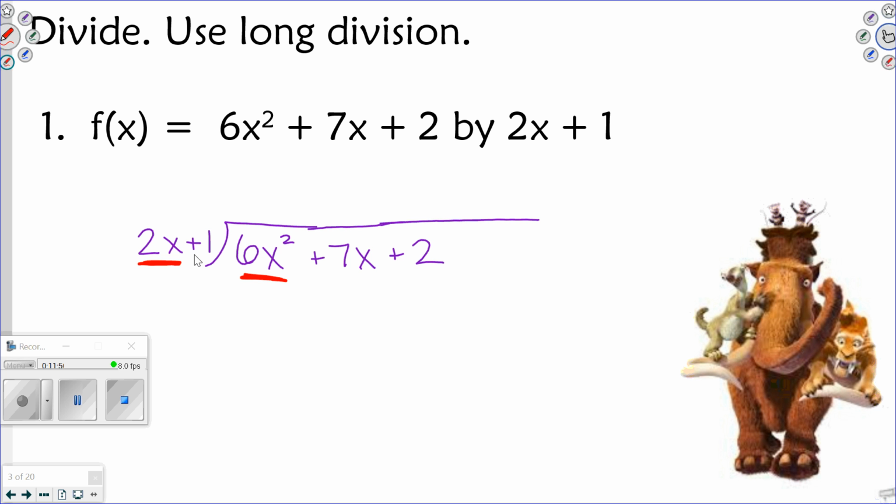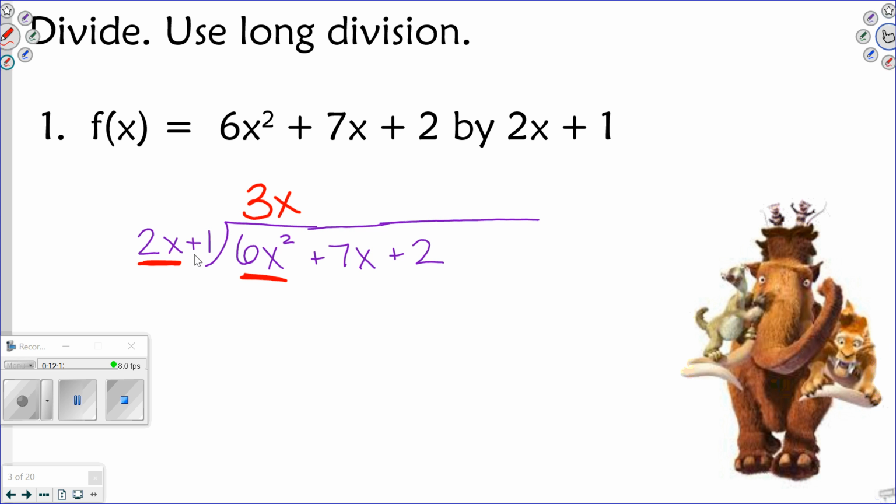Okay, that's all I'm starting with, just looking at the first part. Instead of asking how many times this goes into it, I'm going to change that wording. What do you multiply 2x by to get 6x squared? 3x. That's what goes up top. Okay, now think back to the other problems we did. What was your next step?